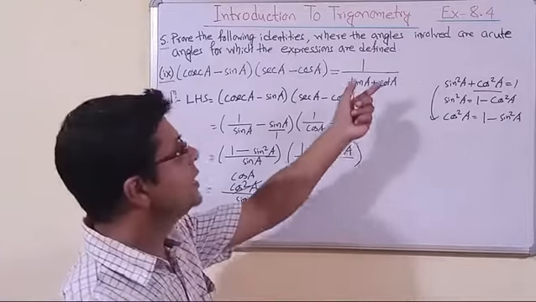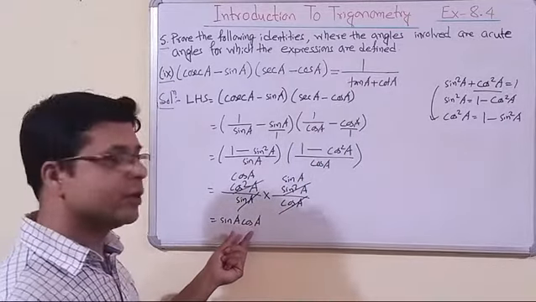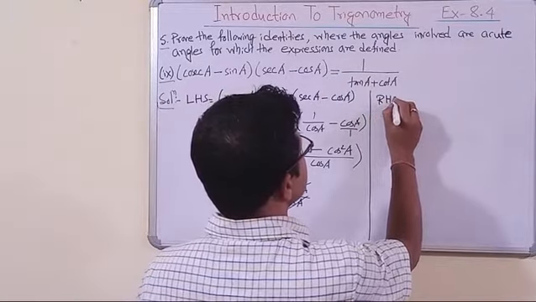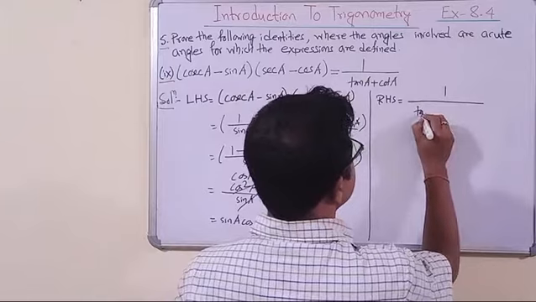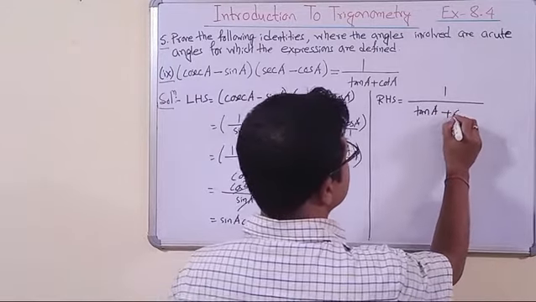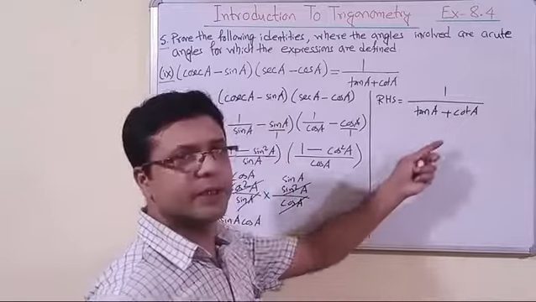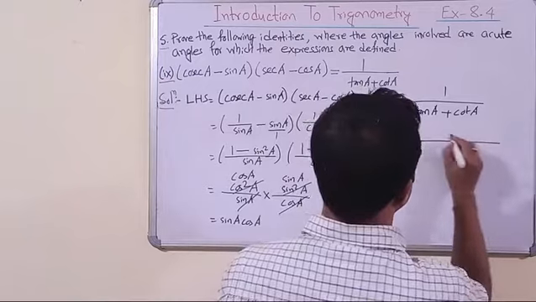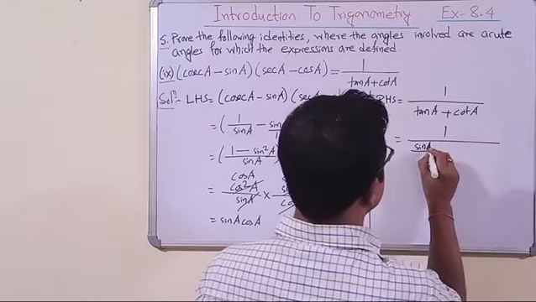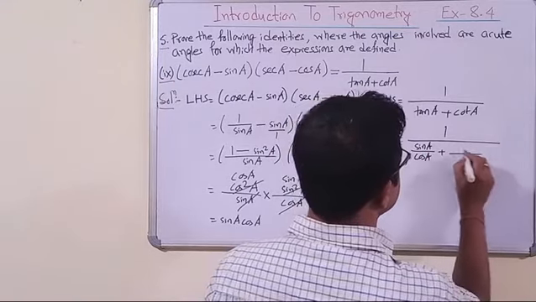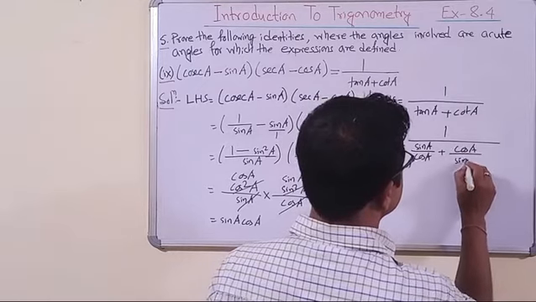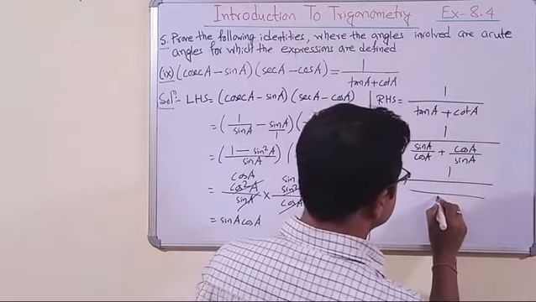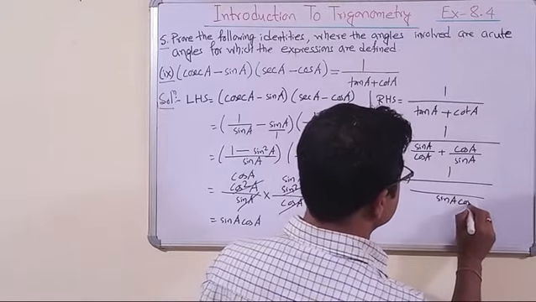Now let us simplify the right hand side, because here yet we have not got the right hand side, so we have to simplify it. Alright, so here right hand side is tan A plus cot A. So here we shall convert each in the simplest form, that is in terms of sin A and cos A. This is sin A by cos A plus this is cos A by sin A. Let us take the LCM here. So it is sin A into cos A.